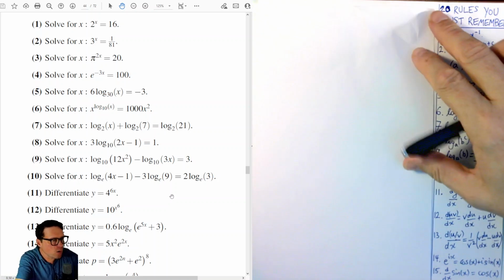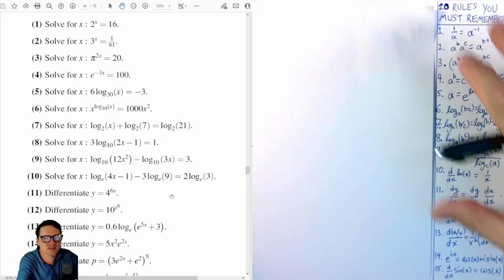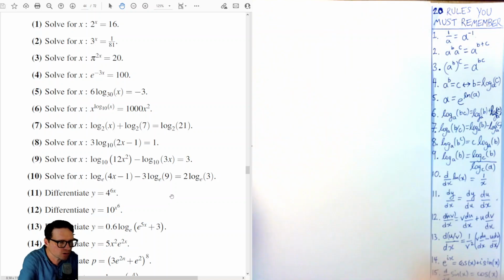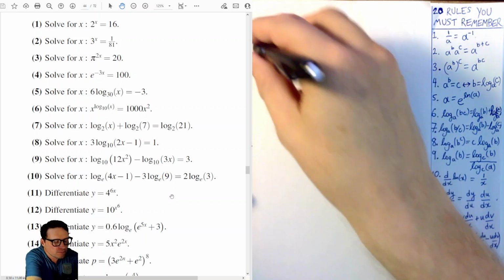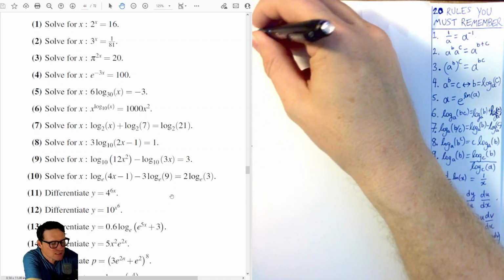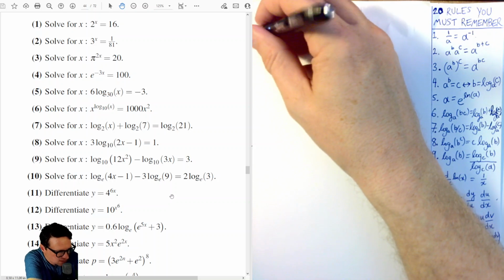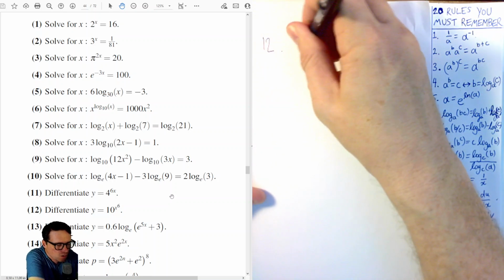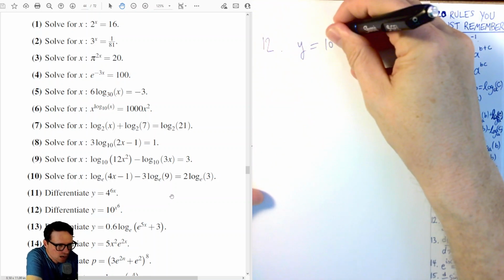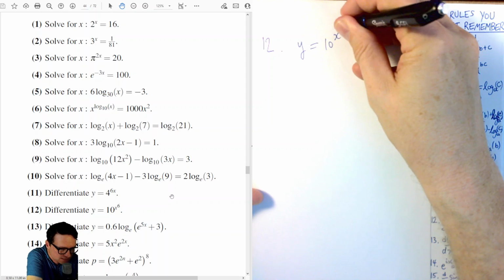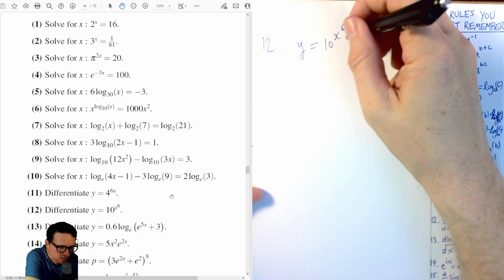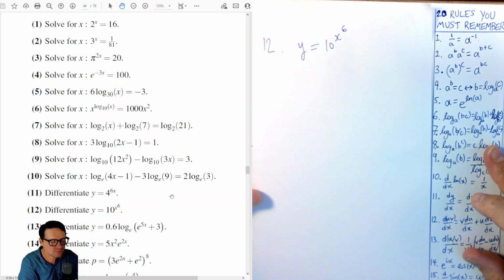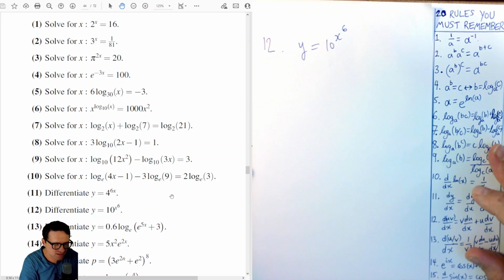All right, so now we are up to question 12, and this one is a lot like the previous one, so you might want to pause the video and work on this yourself and then resume and see what I did, because it's almost identical in the process to question 11. So y equals 10 to the power of x to the power of 6. This exponent is getting powered to the power of 6, and we're asked here to differentiate this.